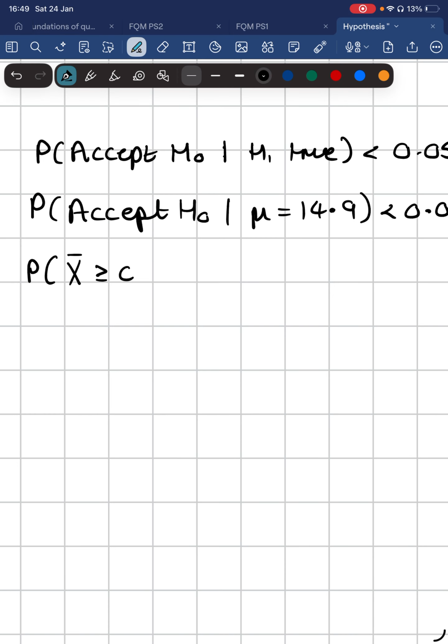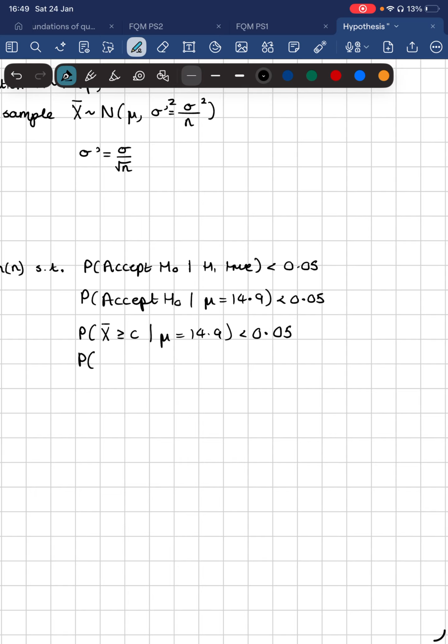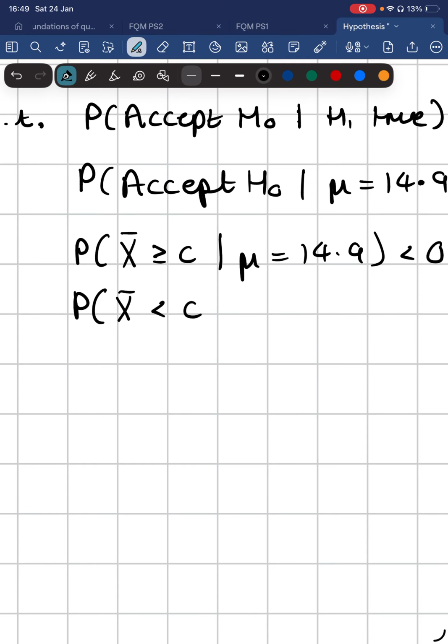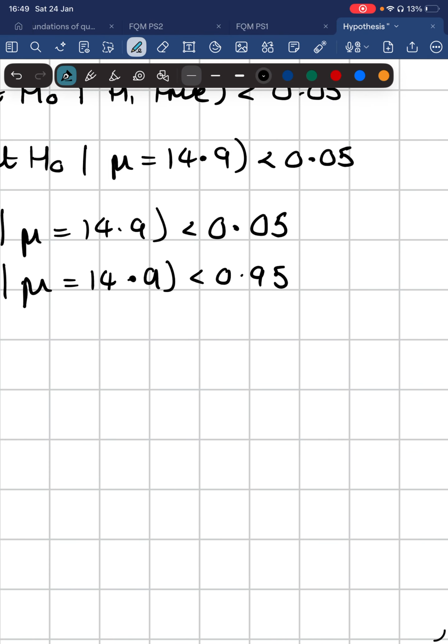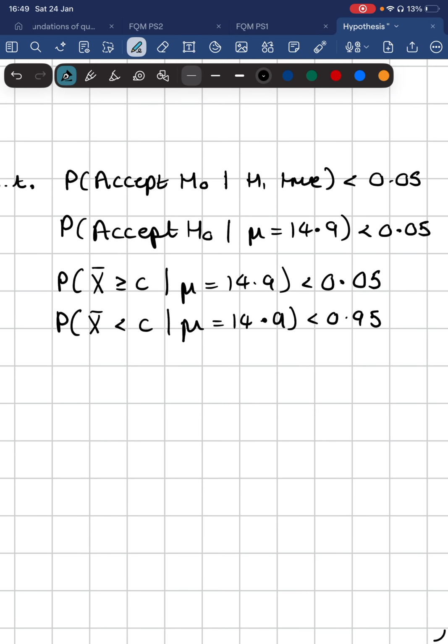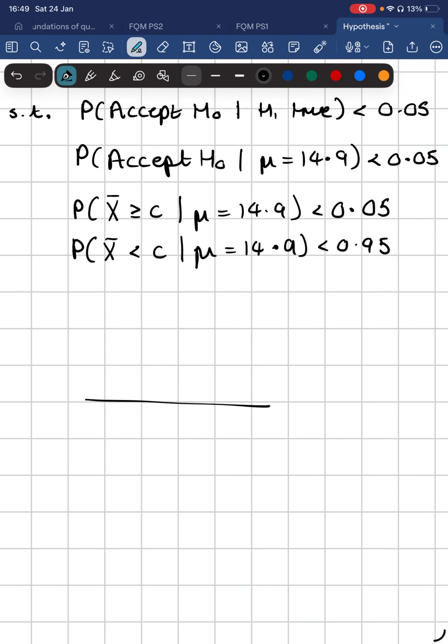So this, such that mu equals 14.9, is less than 0.05, and we can actually rewrite this inequality because we're going to be again working with the canonical normal z equals x minus mu over sigma. So we're going to want to have it in this direction. The probability that it goes up to something, right, is less than things. So specifically, we need to find c such that this area here is less than 0.05.